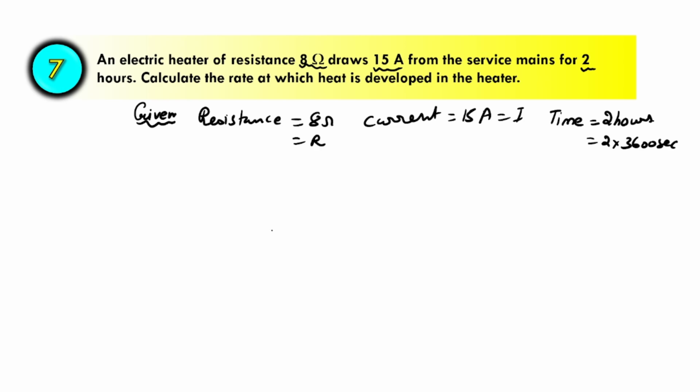Now what is the formula for the heat? I square R multiplied by T. So what is the value of I? It is 15. So 15 into 15. What is the resistance? I know it is equal to 8 ohms. And what about the time? It is 2 into 3600. Multiply and get the answer. Very easy. Come on.